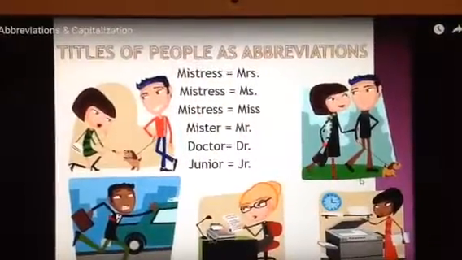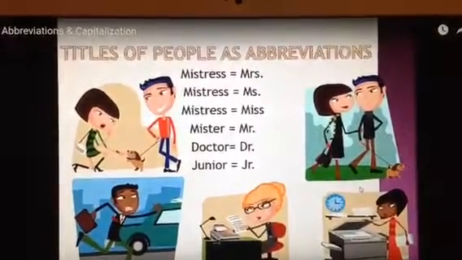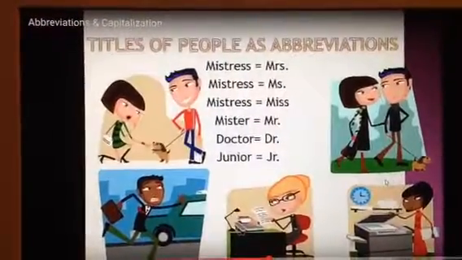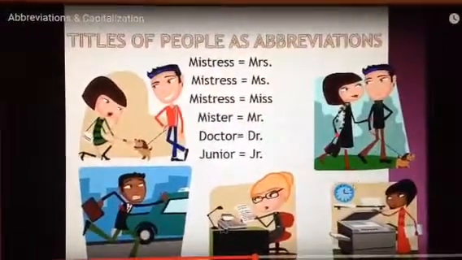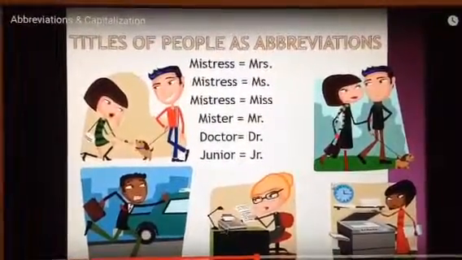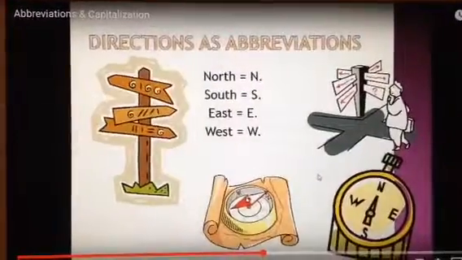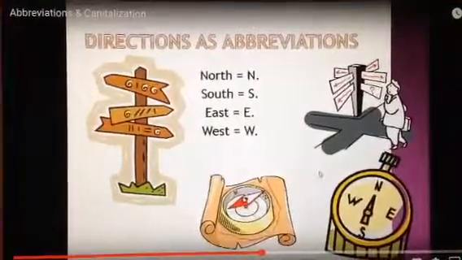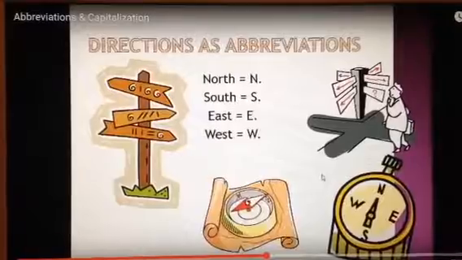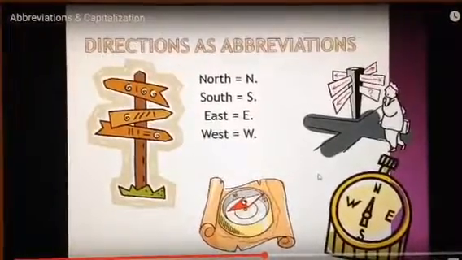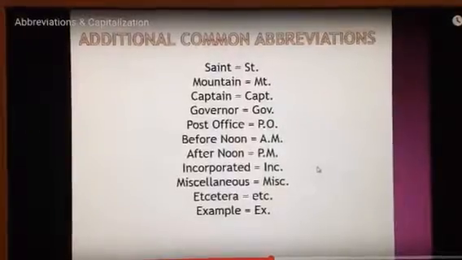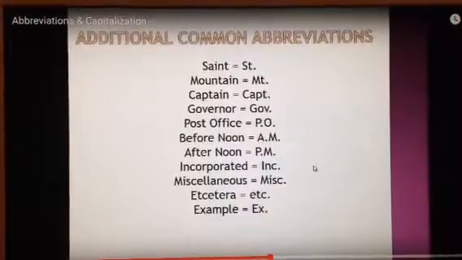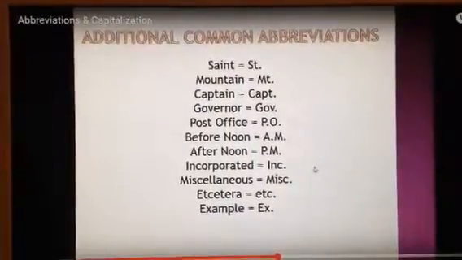Mr. is capital MR, period. Another common one that we see a lot is doctor, capital DR, period. Junior is something that would come after a name. Capital JR, period. Directions as abbreviations. We can abbreviate north, south, east, and west by using a capital letter and a period after it. And other common abbreviations that we use are listed here. Let's take a look at some of them.